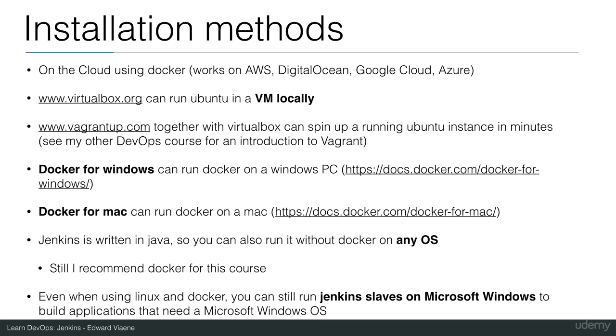Don't worry about building software that needs Microsoft Windows. You can install Jenkins on Linux, and then you can have a second machine to build Windows projects if necessary. So this is an overview of installation methods. Now let's try to install Jenkins, and that I will show you in the next demo.